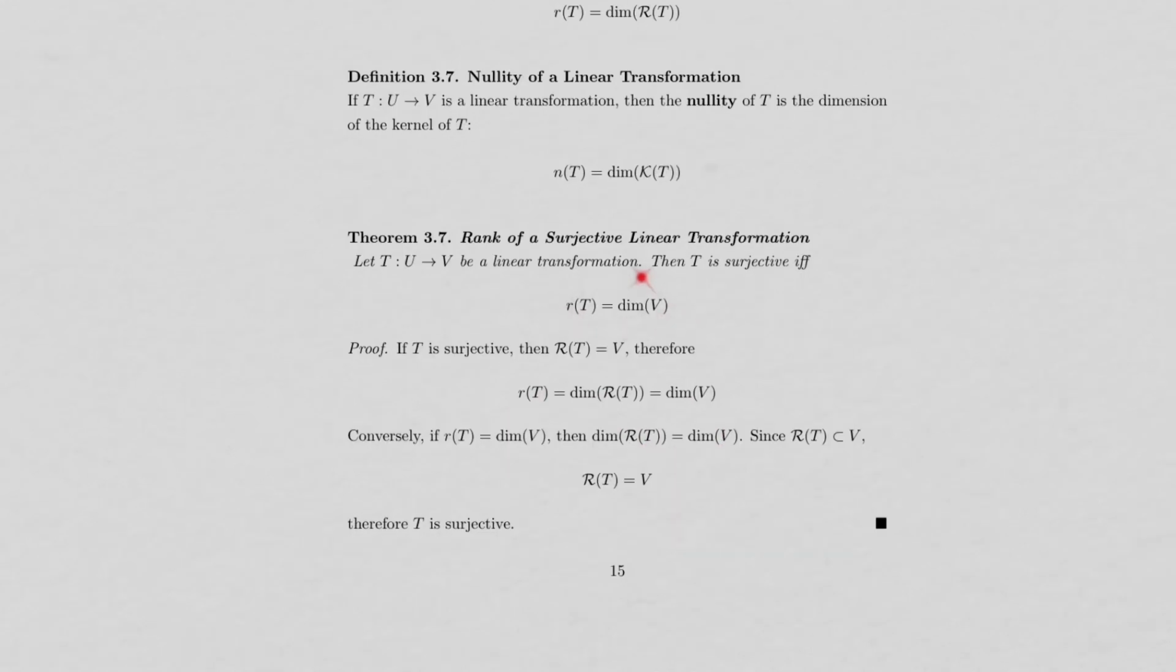Well, remember theorem 3.7 here says T is surjective if and only if the rank of T is equal to the dimension of V, the codomain. And in this case, the codomain is C3, so its dimension is 3. And since the rank of T is also 3, we know that T is surjective. We know T is injective. Theorem 3.7 tells us that T is surjective. Therefore, it's invertible.